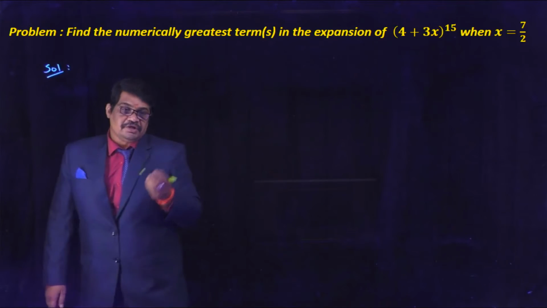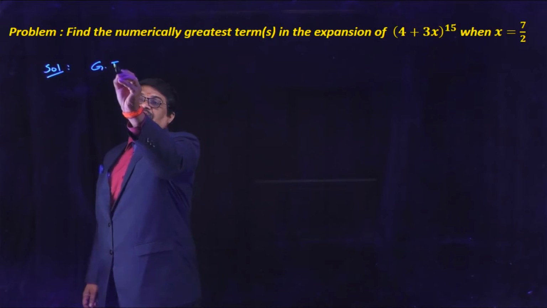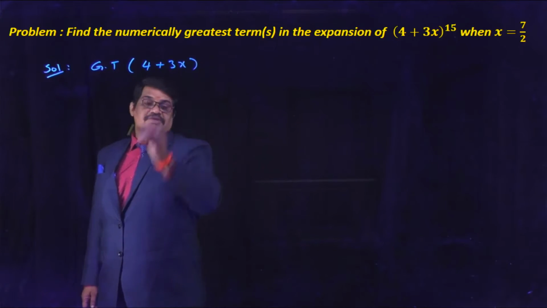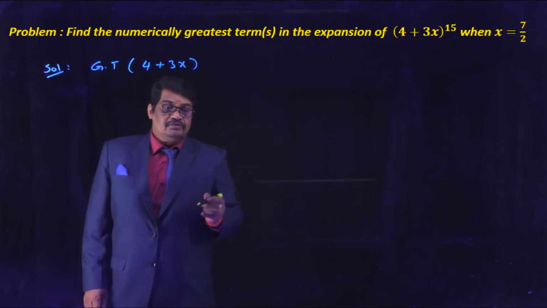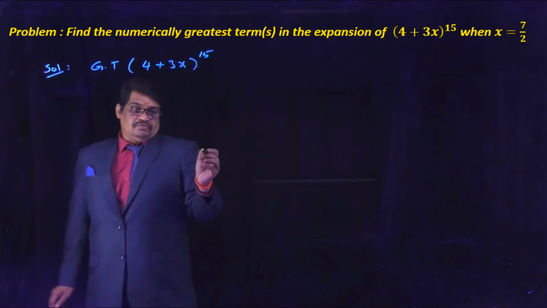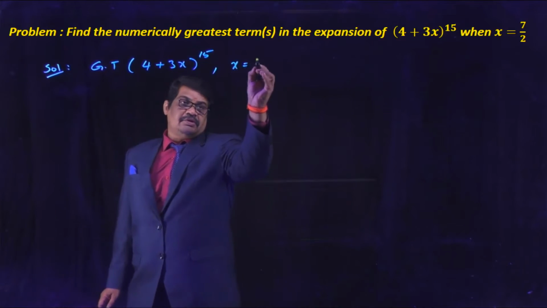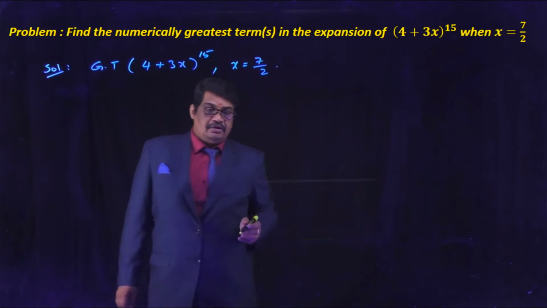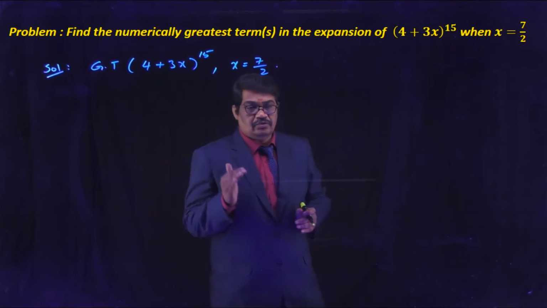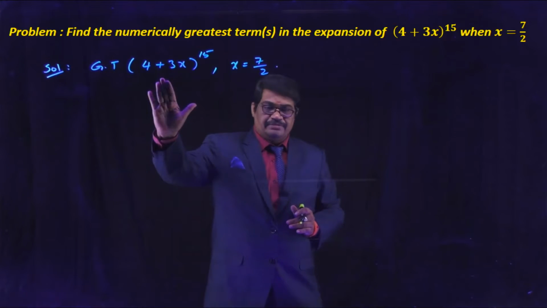What is the given expression? That is (4 + 3x) to the power of 15. Here the x value is given, 7 by 2. When x is equal to 7/2, what is the numerically greatest term in this expansion?